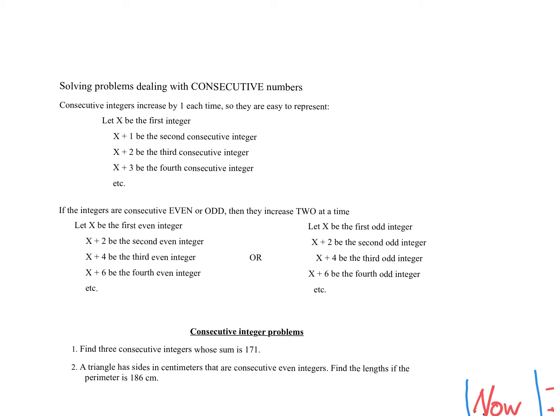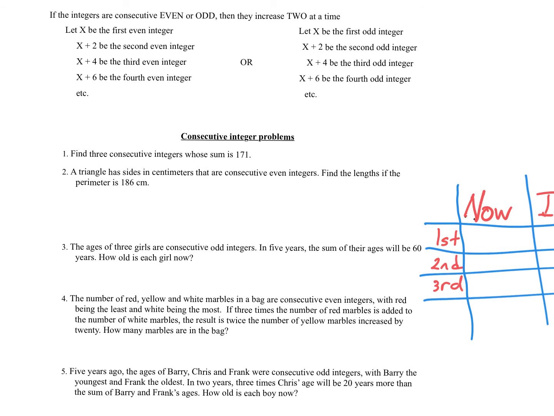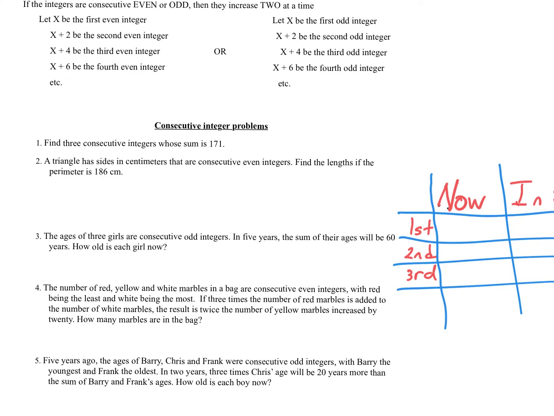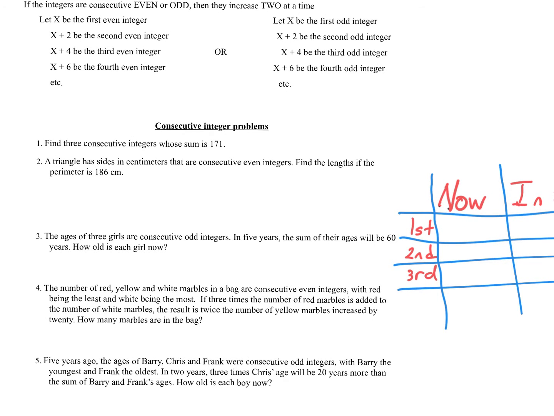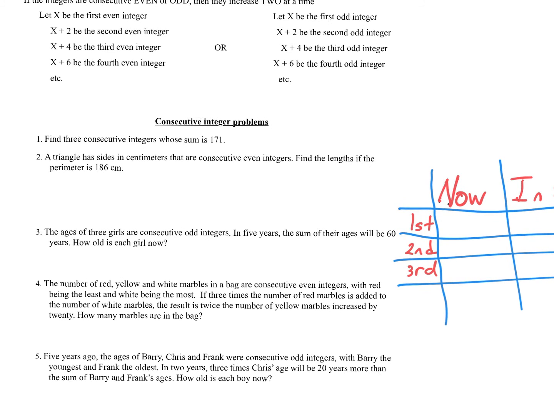Okay, so let's go ahead and take a look at one of these problems down here. We're going to do number 3 in this pile. The ages of 3 girls are consecutive odd integers. In 5 years, the sum of their ages will be 60 years. How old is each girl now?